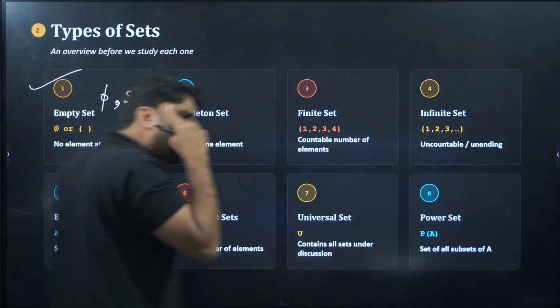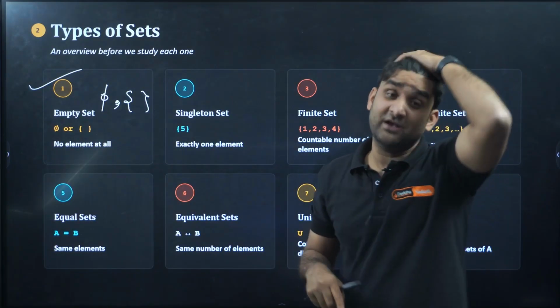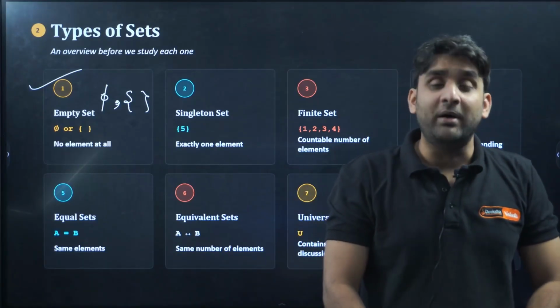Now, what is called an empty set? How can we write an empty set for any information? For example, if I ask you, write the set of even numbers less than 2.